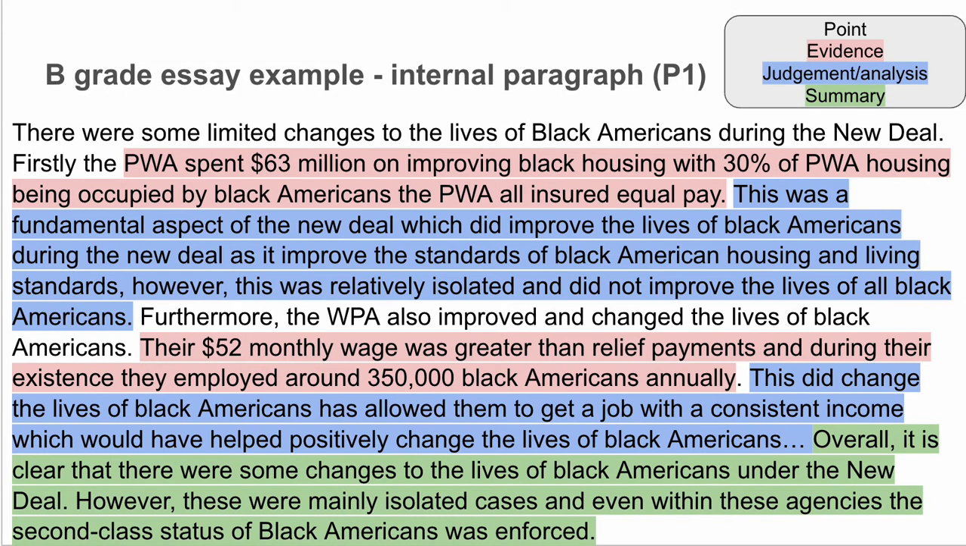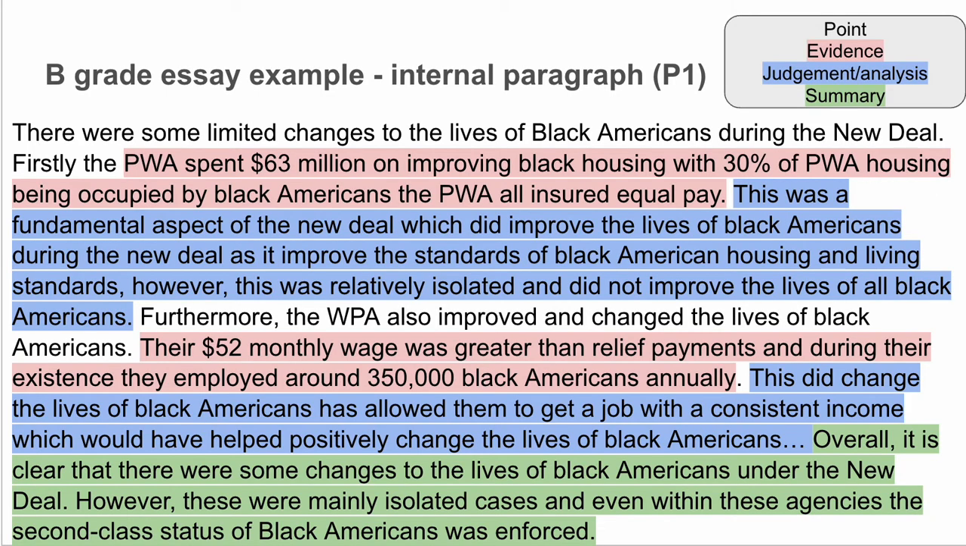So let's have a look at the B grade paragraph. Now, this is an example of a really solid paragraph. It's a level 4. They get a good score for this. It's a good paragraph, and it is following a clear structure, point, evidence, judgment. It's following that structure, and I've color coded what's going on here.